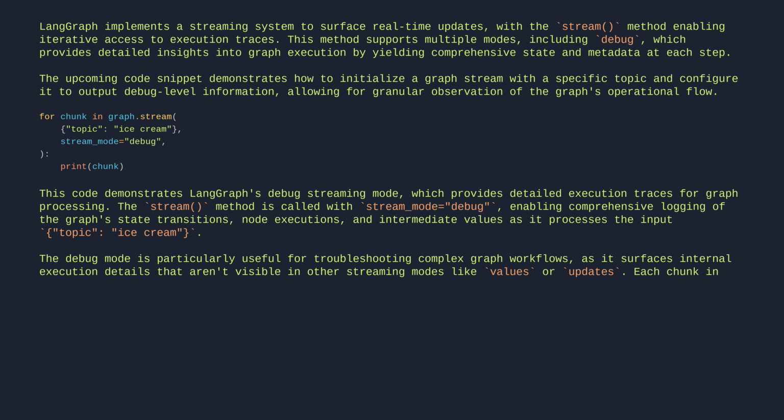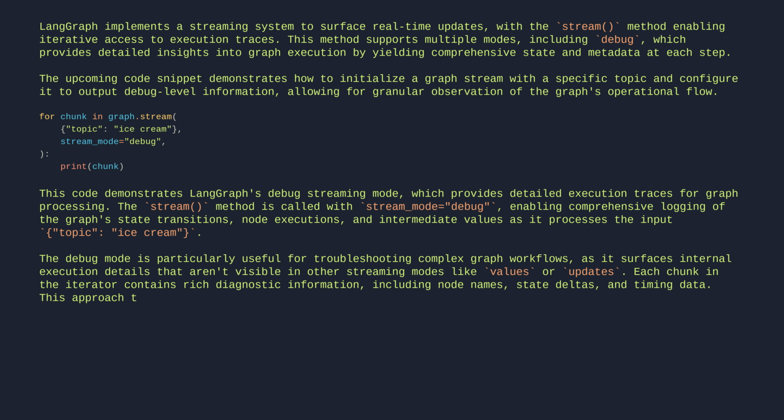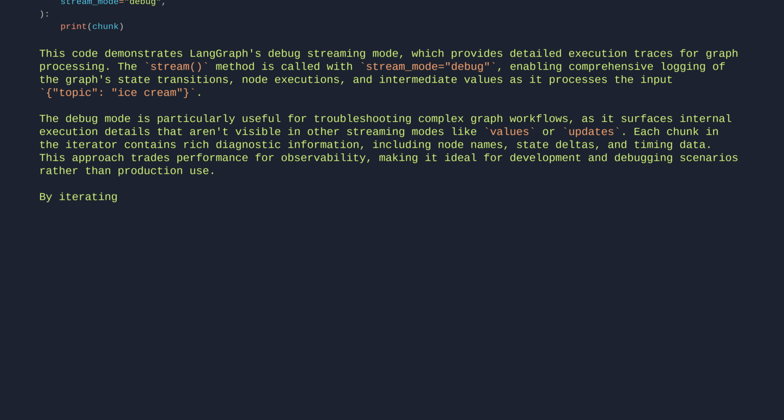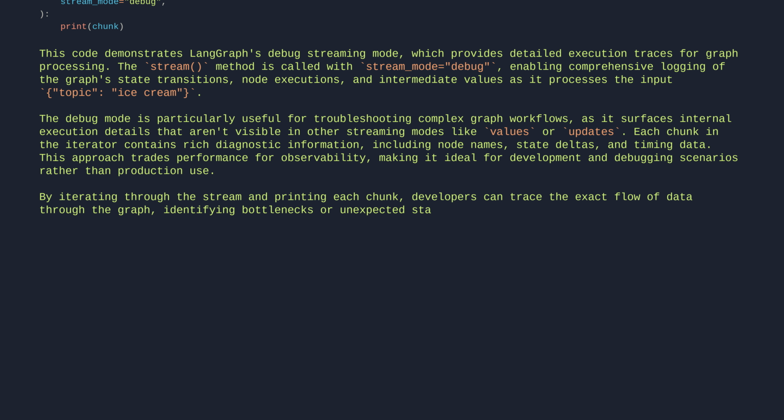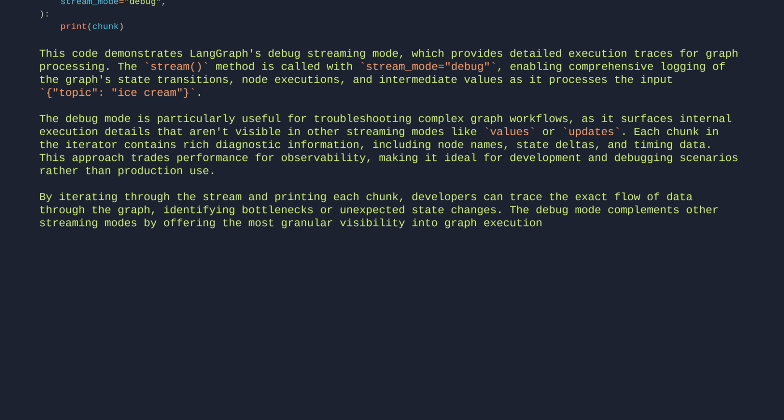Each chunk in the iterator contains rich diagnostic information, including node names, state deltas, and timing data. This approach trades performance for observability, making it ideal for development and debugging scenarios rather than production use. By iterating through the stream and printing each chunk, developers can trace the exact flow of data through the graph, identifying bottlenecks or unexpected state changes. The debug mode complements other streaming modes by offering the most granular visibility into graph execution, though it should be used judiciously due to its verbose output and potential performance impact.